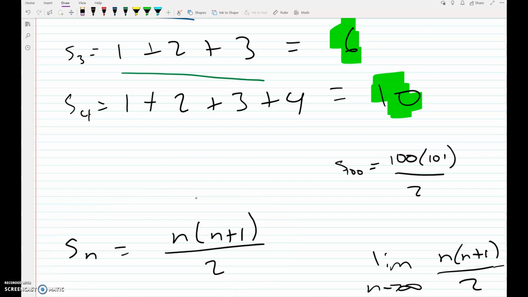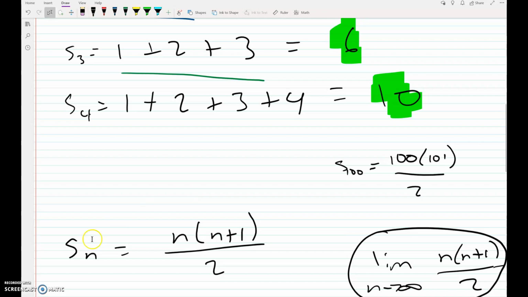What's the limit as n approaches infinity of this discrete equation, this partial sum? Well, if you plug in infinity, this equation is going to approach infinity, so therefore this sum is going to approach infinity, which means our series diverges.